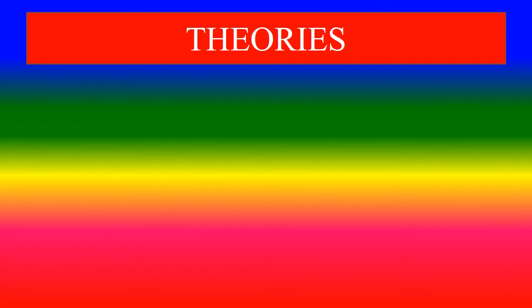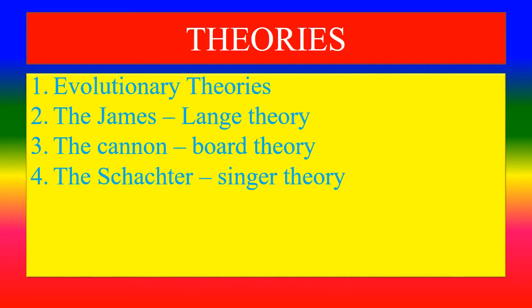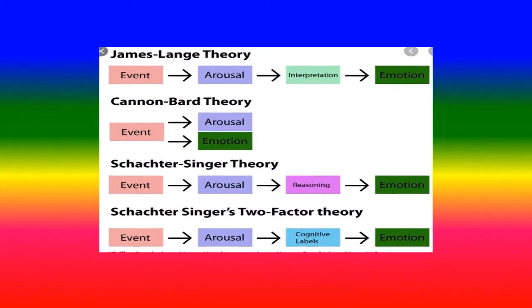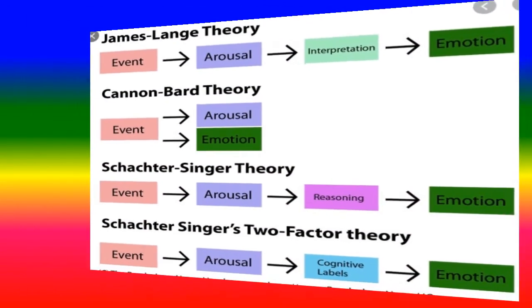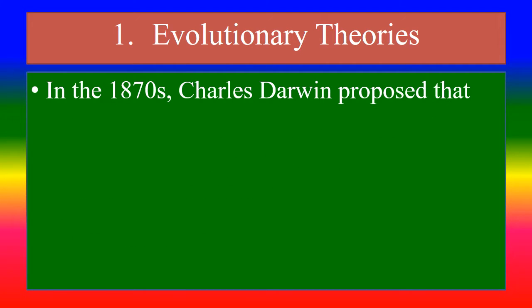List of theories. First, evolutionary theories. Second, James-Lange theory. Third, Cannon-Bard theory. Fourth, Schachter theory. Fifth, opponent process theory. Sixth, Lazarus theory. Let's go into detail. First, evolutionary theories.